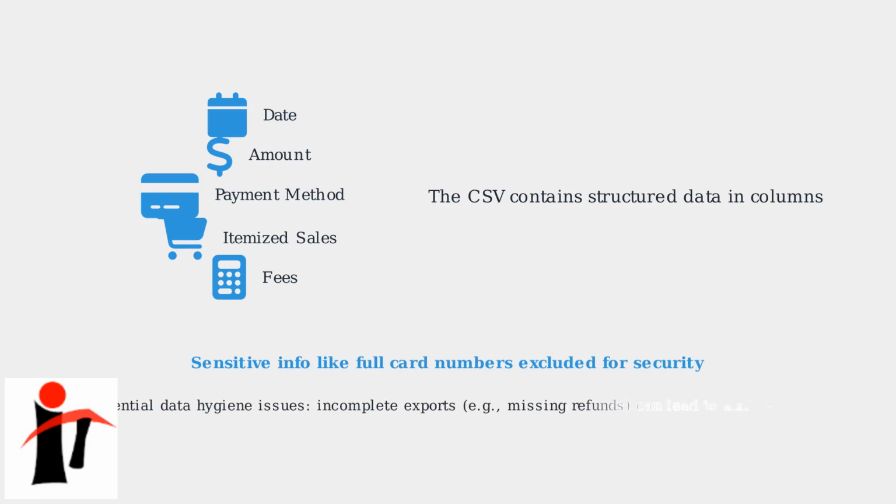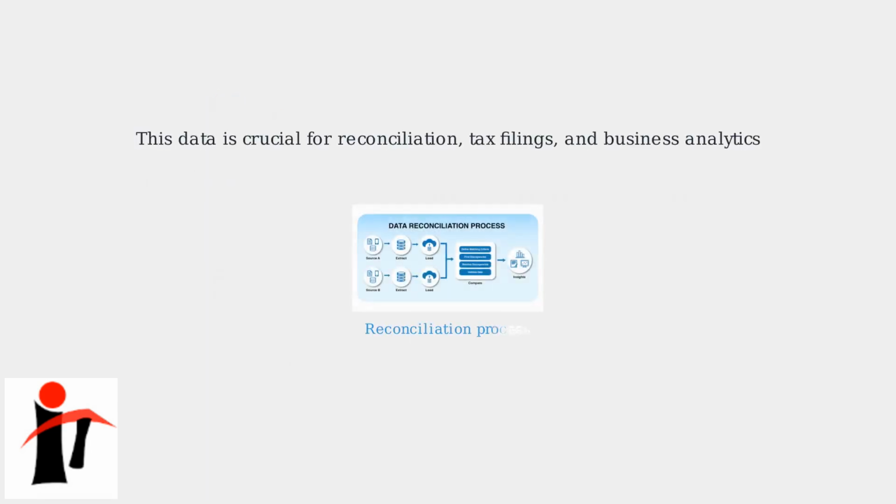Be aware of potential data hygiene issues, such as incomplete exports, like missing refunds, which can lead to audit errors. This data is crucial for tasks like reconciliation, tax filings, and business analytics. Regularly exporting and analyzing this data helps identify trends, discrepancies, and potential fraud.